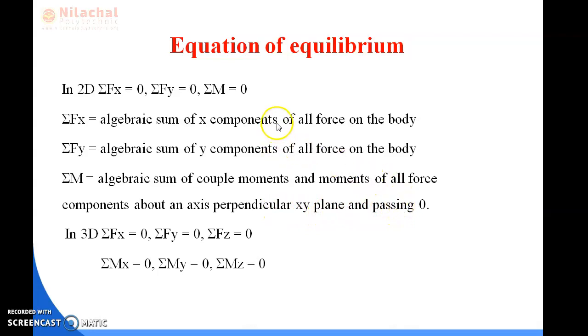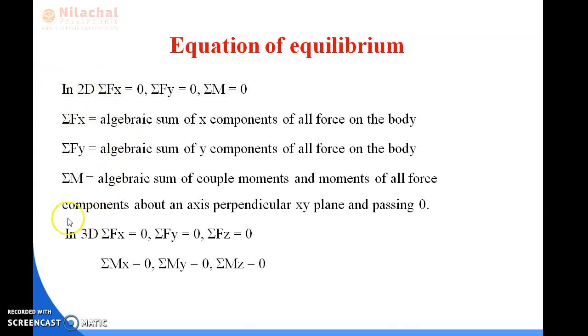Okay, so you only have to remember this equation. You may be asked in the semester, what is the equation of equilibrium? Define that. So you can write this equation, and the abbreviations: summation of Fx, summation of Fy, and summation of M. So that is the first situation, as I said before, the 2D system.